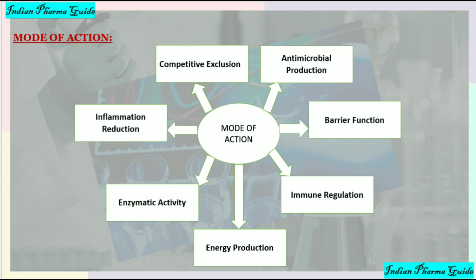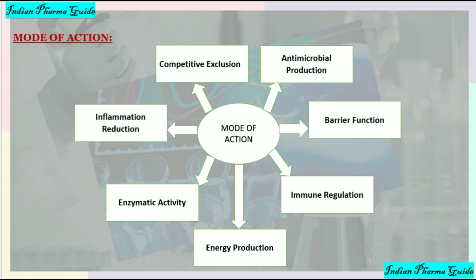Second one is antimicrobial production. So here probiotics produce substances like organic acid and hydrogen peroxide that inhibit the growth of the pathogens. Next one, barrier function. So here probiotics strengthen the intestinal barrier by increasing the mucus production and the expression of the tight junction protein. Next one, immune regulation. So here probiotics modulate the immune response by increasing the activity of the T cells.